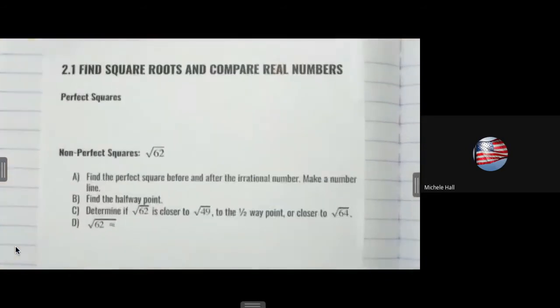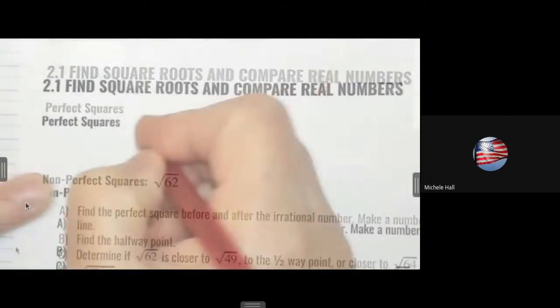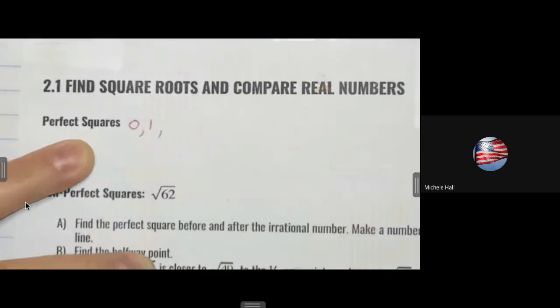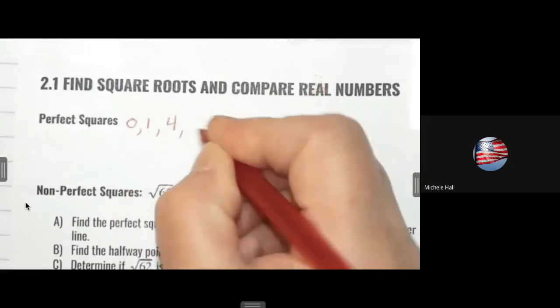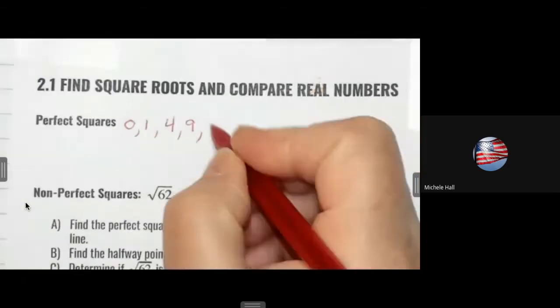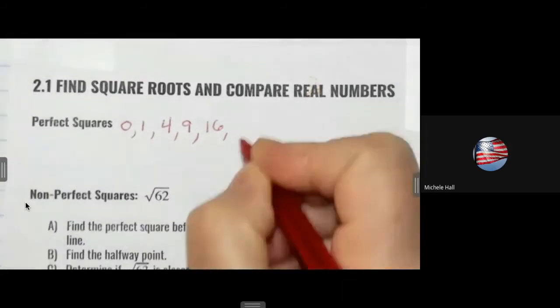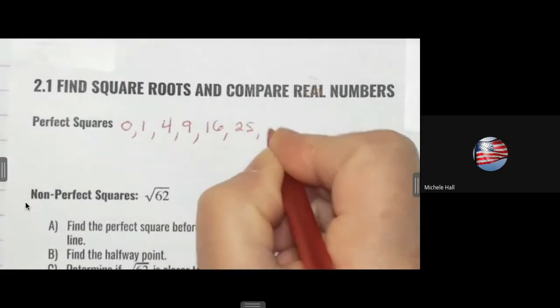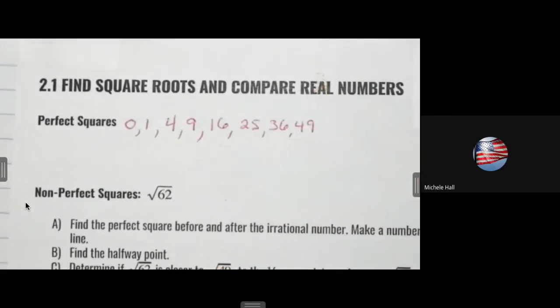Here we go on 2.1. Perfect squares. What's the first perfect square you can think of? So we had 0, 1. What's the next one? 4, because you were thinking 2 times 2, right? 4. Keep going. What's the next one? 3 times 3. 4 times 4. Those are perfect squares. 5 times 5. 6 times 6. 7 times 7. Go all the way up to 12. Those are perfect squares.